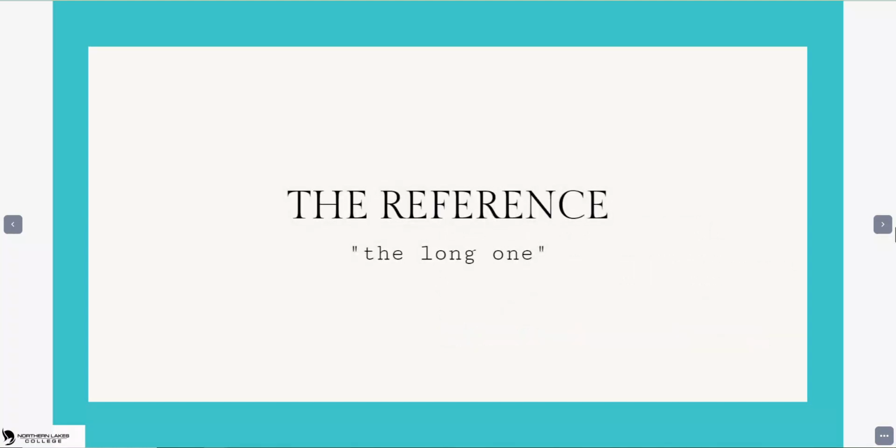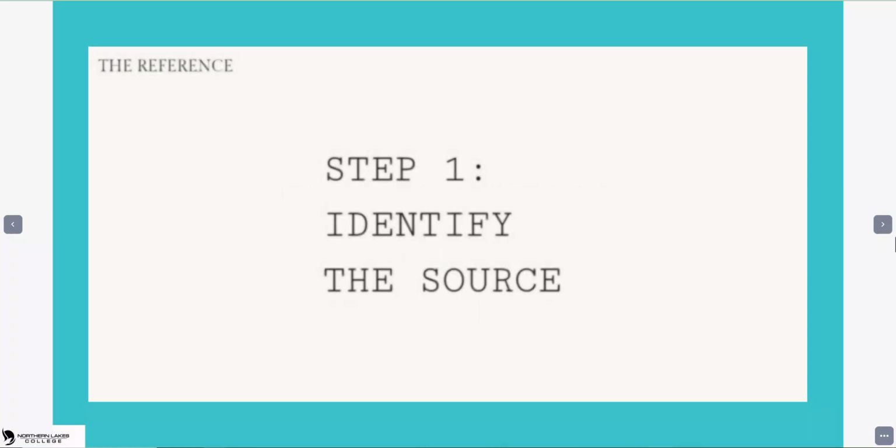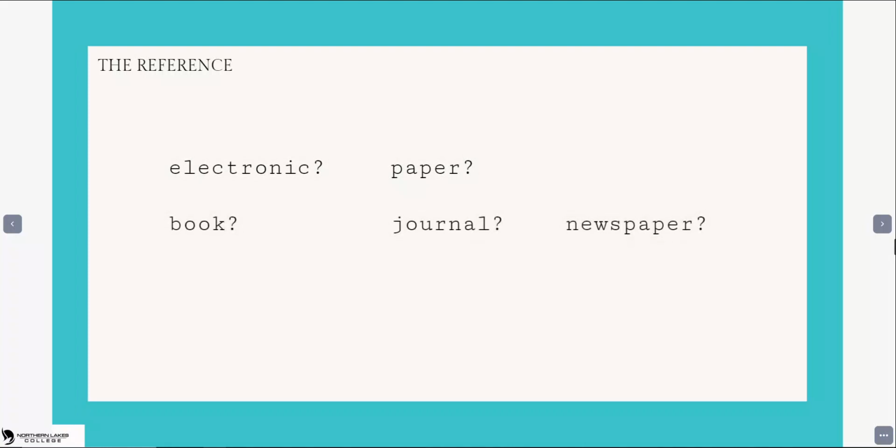Let's talk more about the reference. The first step when building a reference is always to identify the type of source you're building the reference for. You will need to include different information for different types of sources. Is the source electronic or paper? Is it from a book, an academic journal, a newspaper, or somewhere else? Can you find the author's name and the publication date?